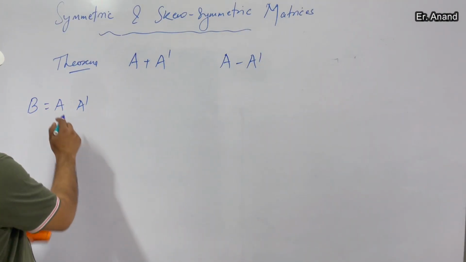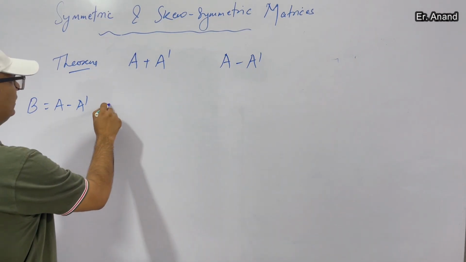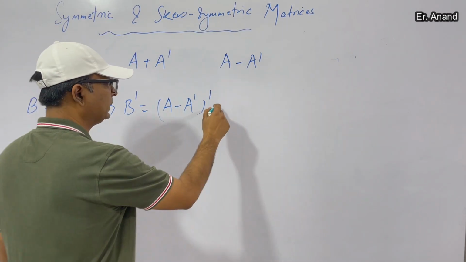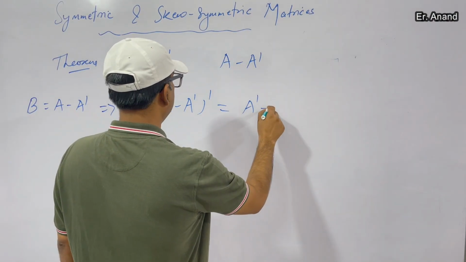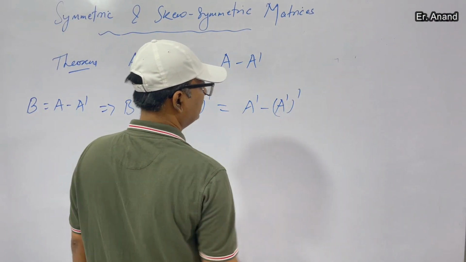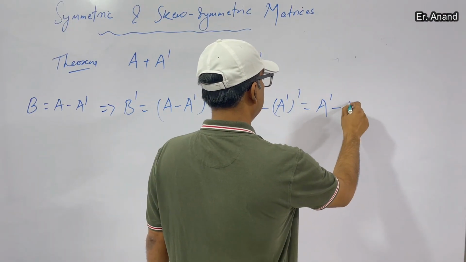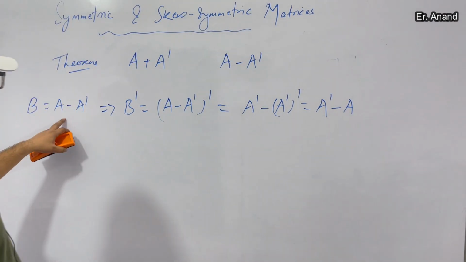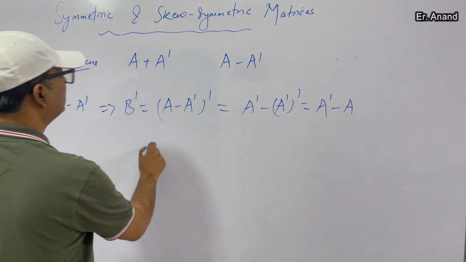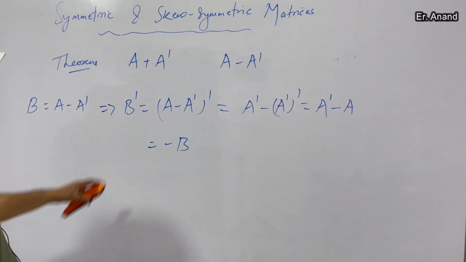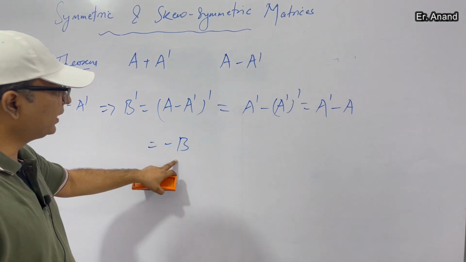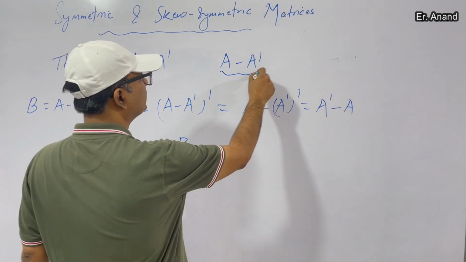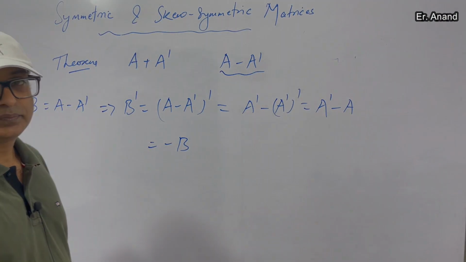Similarly, let's say this is this, then B dash is (A minus A dash) dash. Okay, so this becomes A dash minus A, so this is A dash minus A. Clear? But what is this? This is minus of this, so this is now minus B, and we have seen that if the transpose is minus of that matrix, what is the meaning? It is a skew-symmetric matrix, so this is a skew-symmetric matrix. Okay.